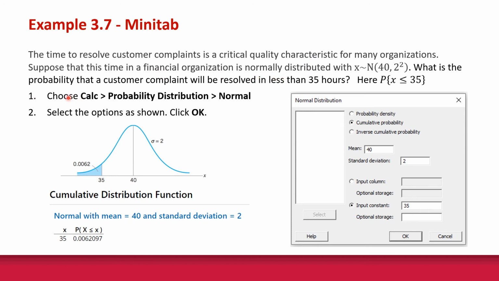So here we launch Minitab, go to Calc, Probability Distributions, select Normal. You'll get this window that'll pop up. So here we want to select cumulative probability, enter the mean, enter the standard deviation. Remember, 2 squared is the variance, so the 2 is the standard deviation. For input constant, we want to enter 35. That's what we're interested in. So when you click OK, Minitab will give you the answer. So if x is 35, the probability is roughly 0.00062.